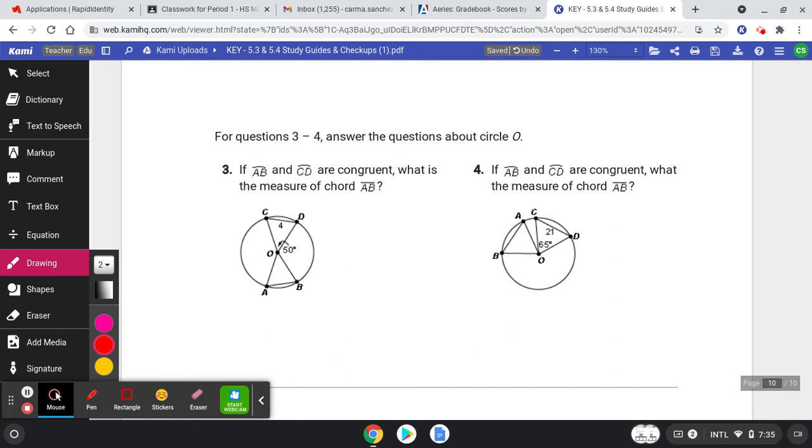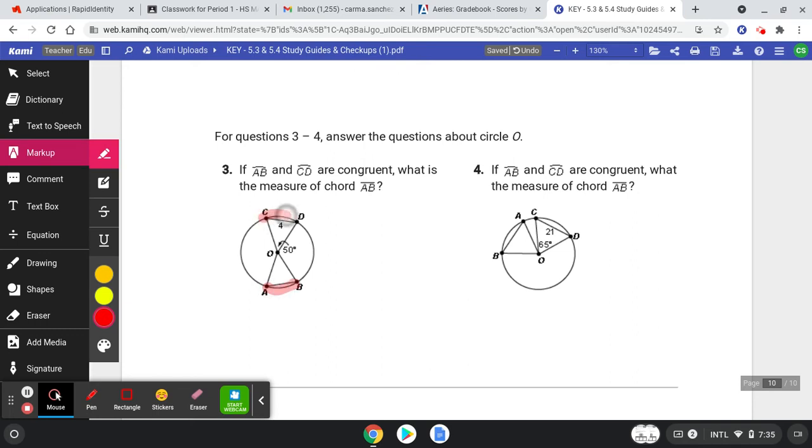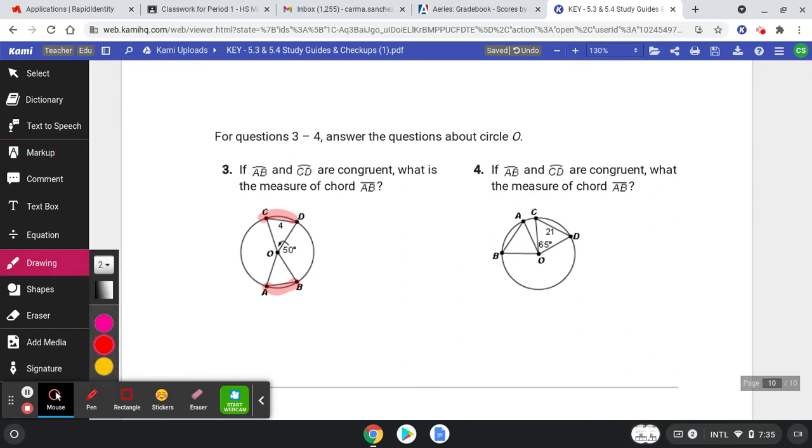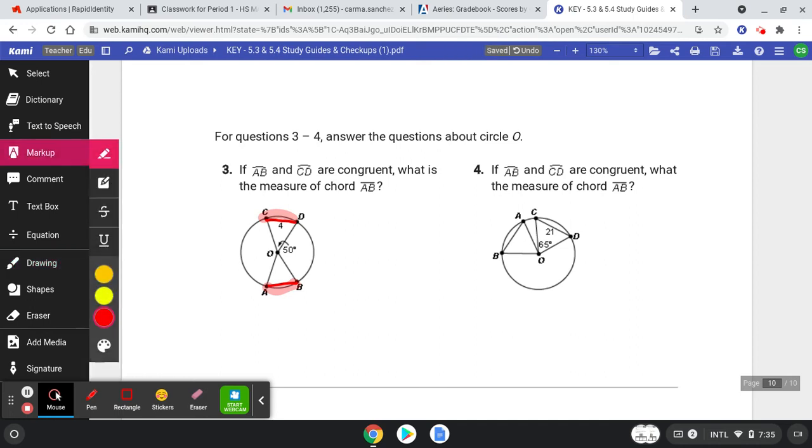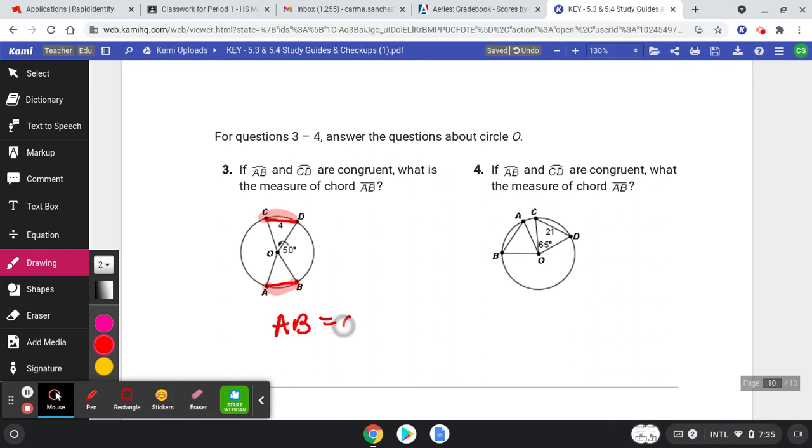If minor arcs AB and CD are congruent, what is the measure of chord AB? So now it's asking for this little guy right here because they already gave us that chord right there. So we can say that AB equals CD, and so therefore AB is just equal to 4. And the reason this works is because their associated central angle is also equal.